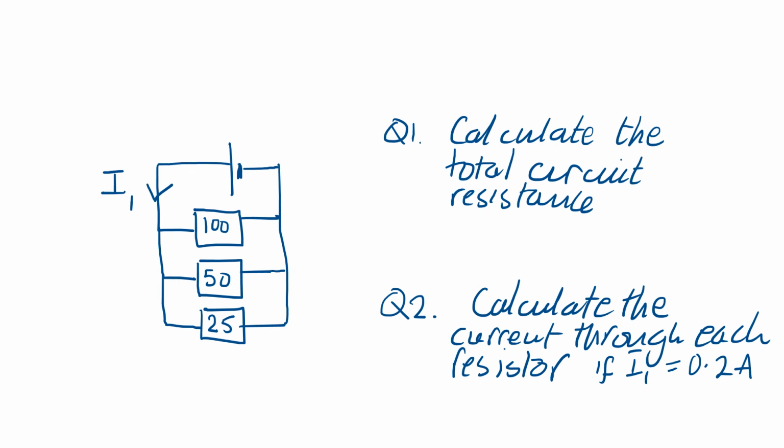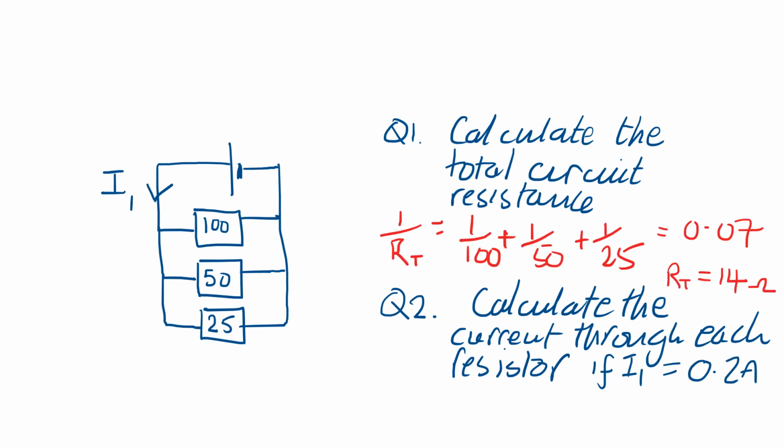Here's another question to try. 1. Calculate the total circuit resistance. We've got these three resistors connected together in parallel: 100 ohms, 50 ohms and 25 ohms. And 2. Calculate the current through each resistor if I1 equals 0.2 amps. I1 is as shown here. Pause the video and have a go at this question.